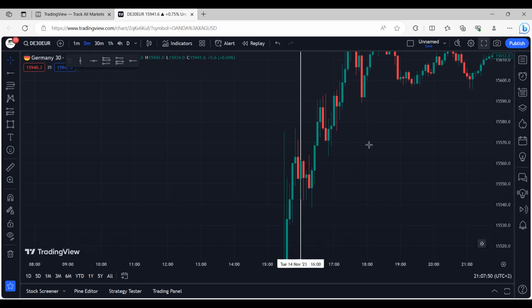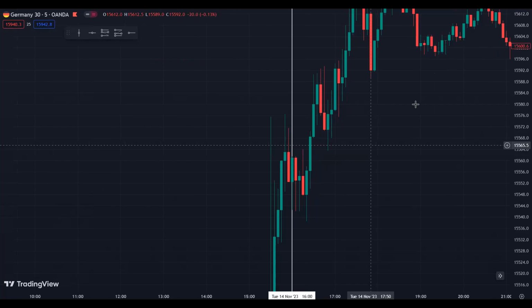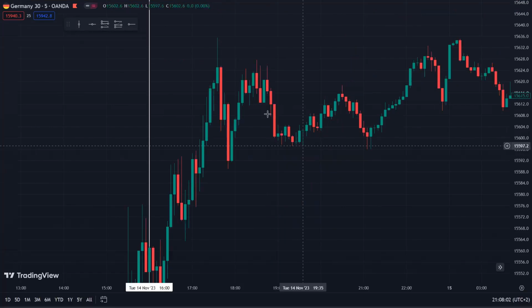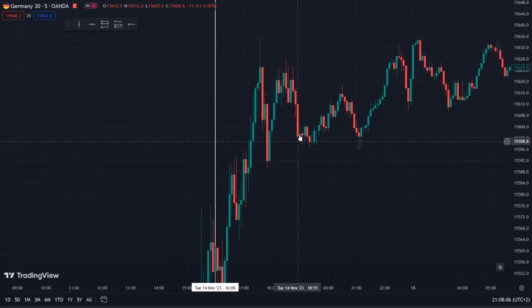For those who don't know what a head and shoulders is, a head and shoulders is a type of formation. Let me put it here. This type of formation, like okay, so you can see it. Yeah, this is a head and shoulders. This is your head. This is your left shoulder. This is your right shoulder. This is now your head and shoulders.